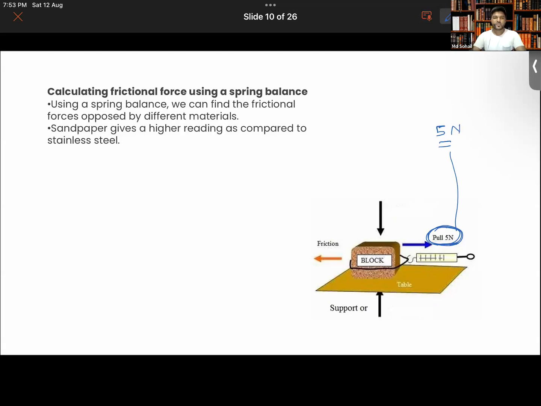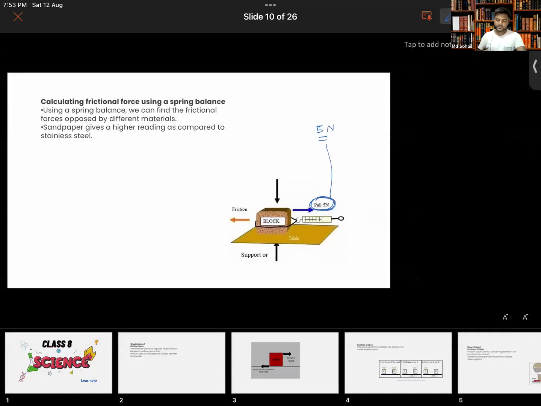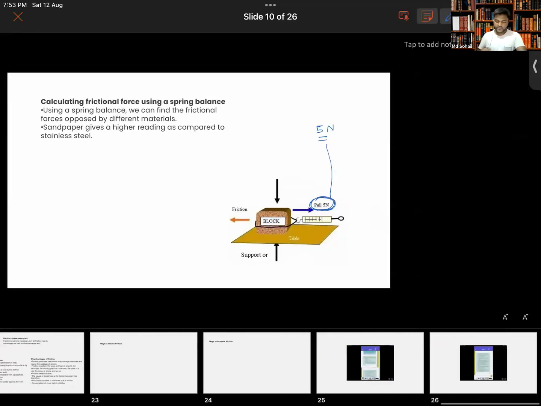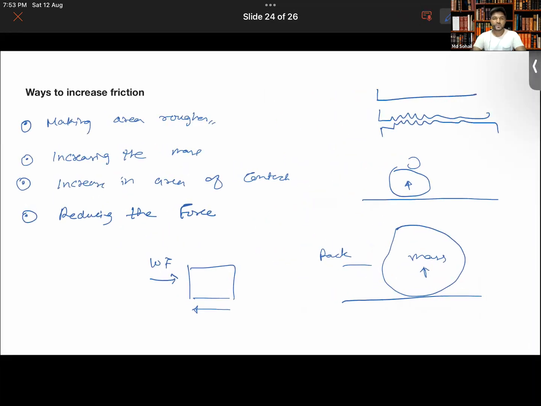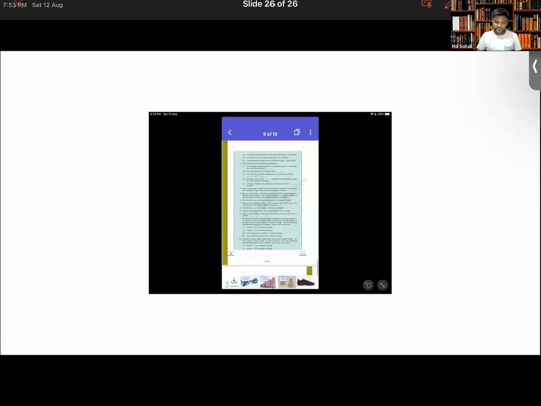Okay. So right now in class, this is all you guys have to study about friction. But still, I would like you guys to solve some numerical problems. Are you okay with it? Okay, let me clean this page over here. Let's see if we have got enough space.